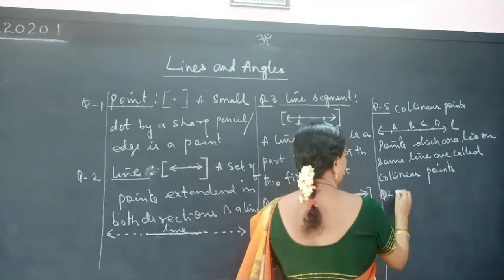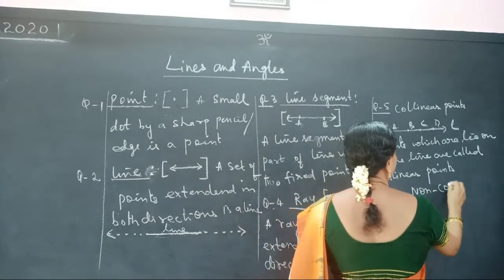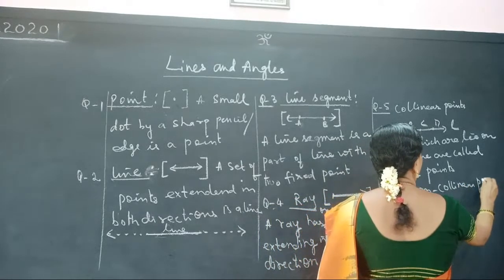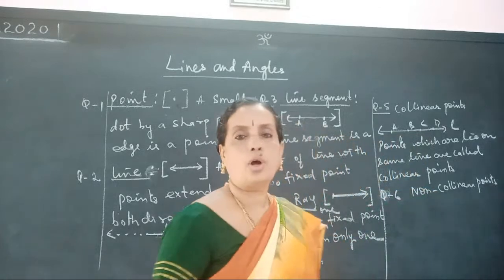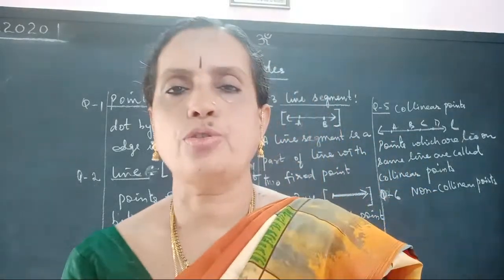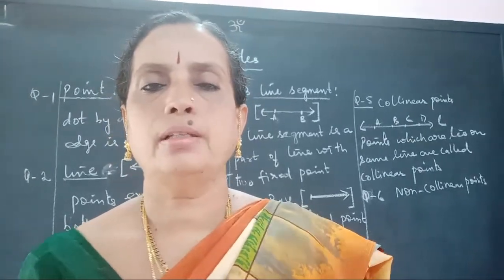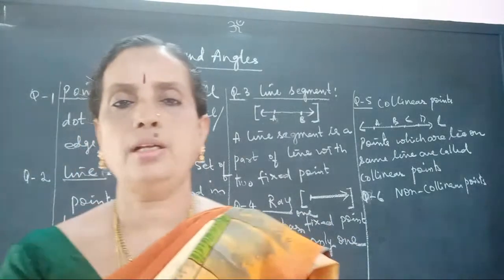Non-collinear points, question number 6. Collinear means points which lie on the same straight line. Non-collinear means points which do not lie on the same straight line. Is it clear now? Are you able to see? Arya?